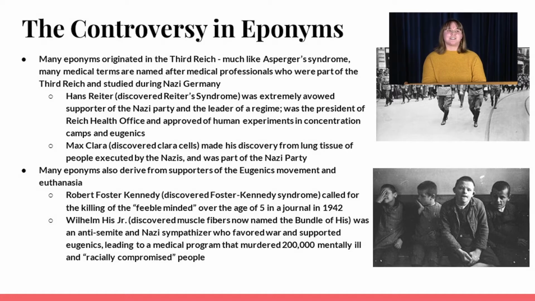So obviously that is a very good example of why there is so much controversy with eponyms, because this person obviously discovered this syndrome for the wrong reason. And because of that, a lot of people are very passionate about changing the name of a lot of different diseases for that reason. So another example I provide is Max Clara. He invented Clara cells, and he made his discovery actually from lung tissue of people that were executed by the Nazis in gas chambers.